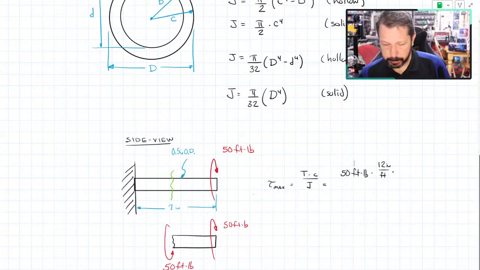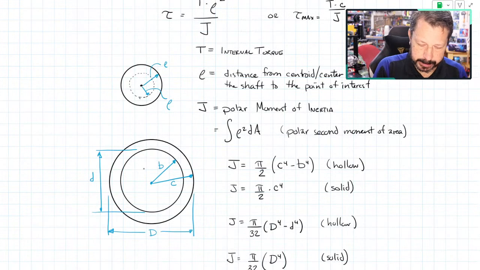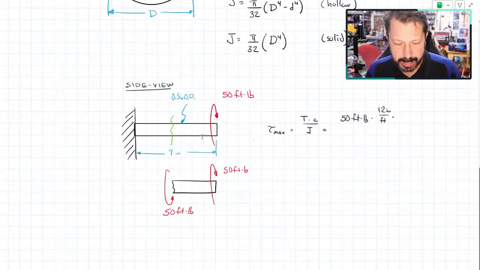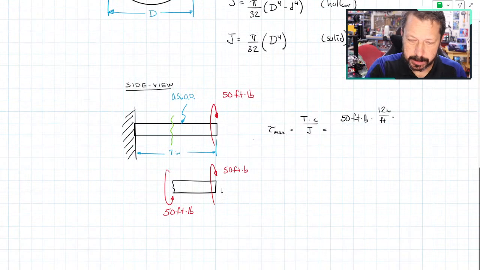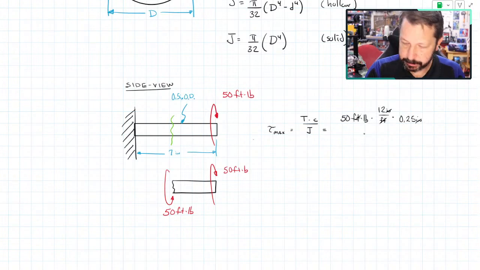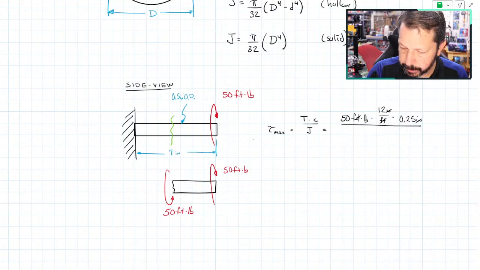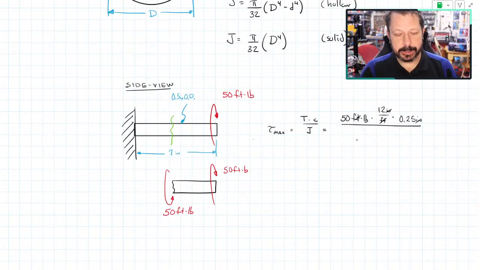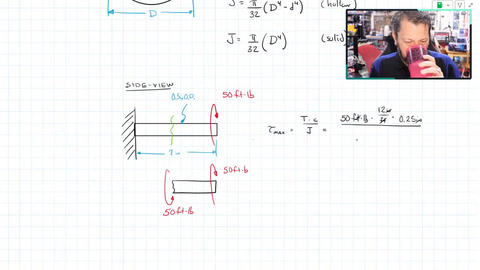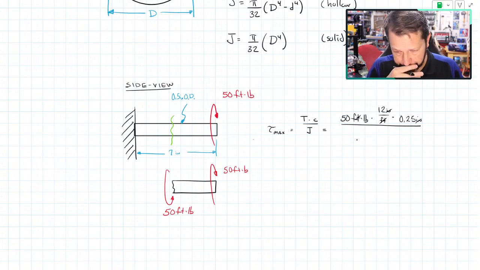Remember, c is from the center to the outermost surface, so that's the outer radius, not the outer diameter. I have the outer diameter at ½ inch, so that puts the outer radius at 0.25 inches. Those inches will cancel out, those feet will cancel out. J, this is a solid shaft. At least I didn't say anything about an inner radius or inner diameter, so it must be solid. Oh, and I didn't mention a wall thickness either.